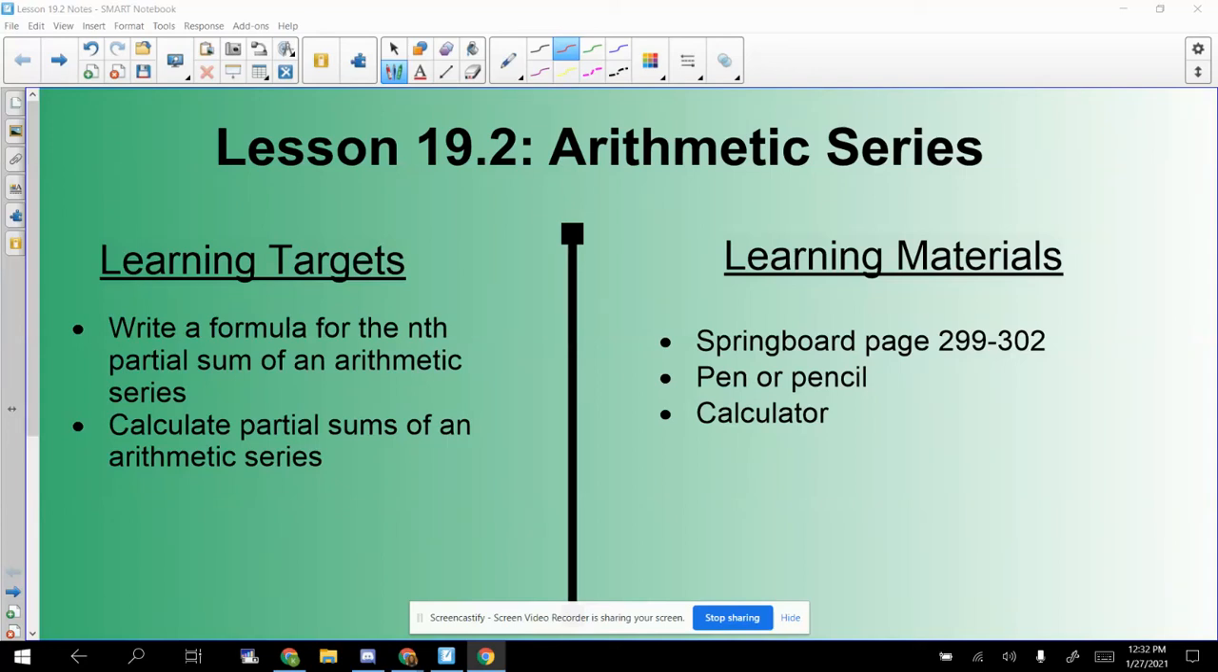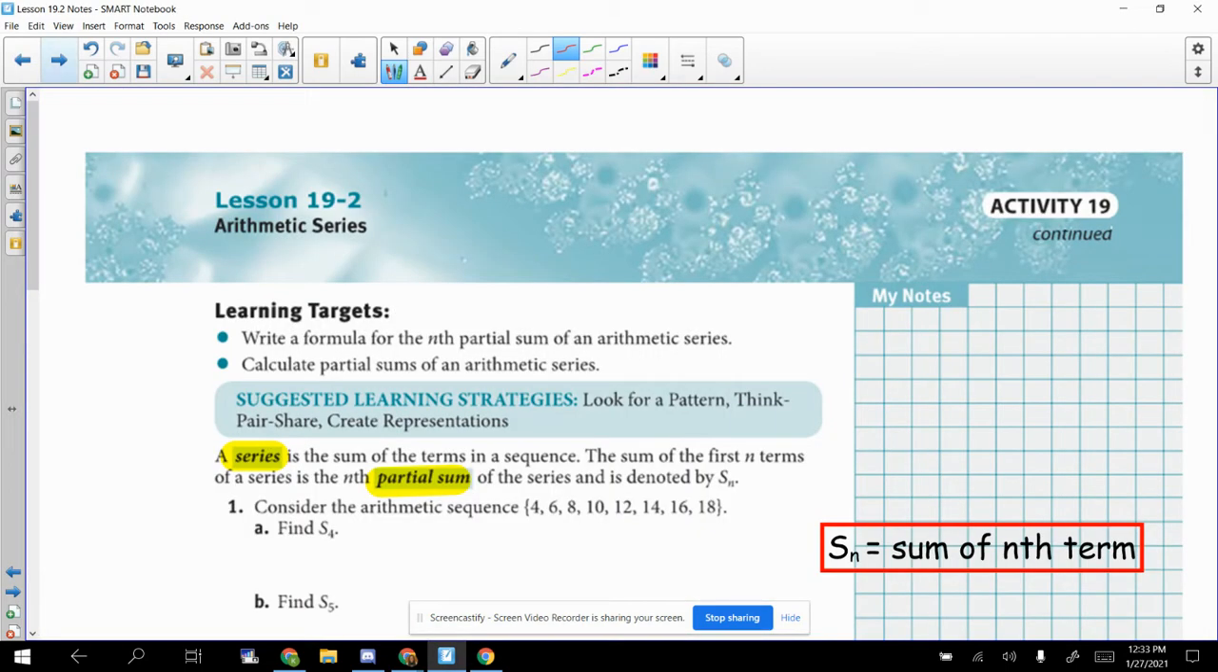This is about Lesson 19.2, which is about Arithmetic Series. So today in class we talked about sequences, so now we're going to find the difference and talk about what a series is. Okay, this is on page 299. It starts on page 299 of your Springboard book, and you'll want a pen or a pencil and a calculator.